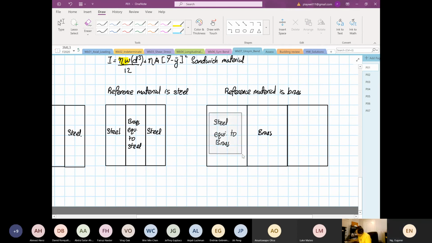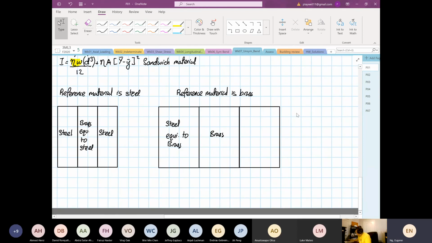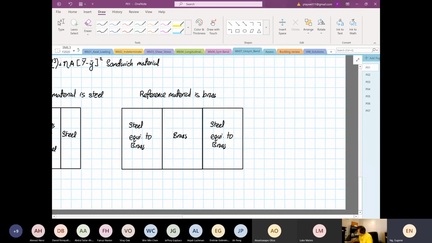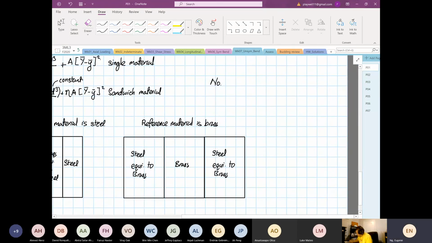And the other side is the same thing. So this side is a steel equivalent to brass. And I'll put down here for all of you, note: only the width changes and height is held constant. I think this is important.